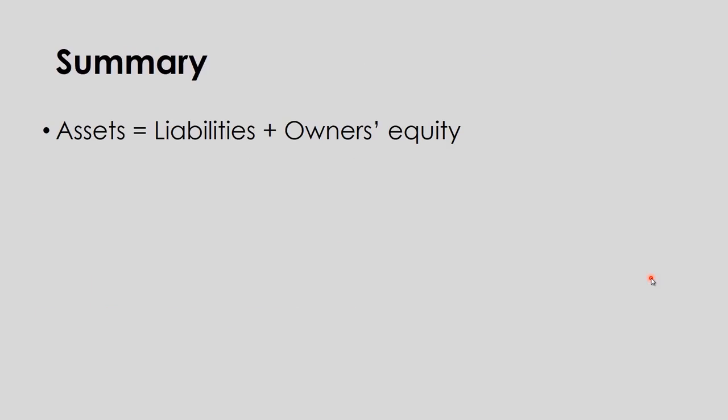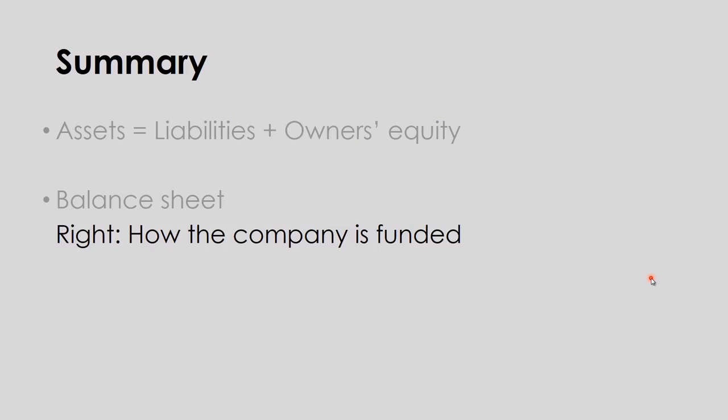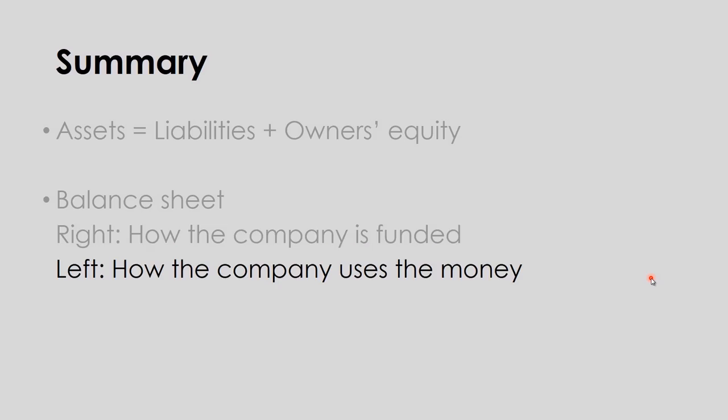In summary, we learned the accounting equation, which is assets are the sum of liabilities and owner's equity. From the right side of a balance sheet, we know how a company is funded, and the left side shows how the company uses the money.